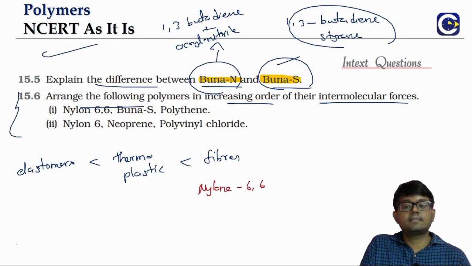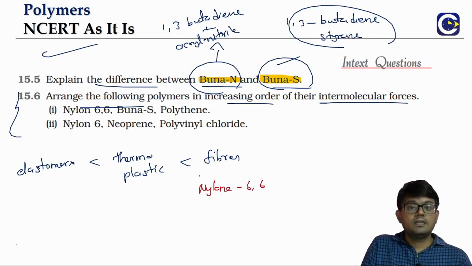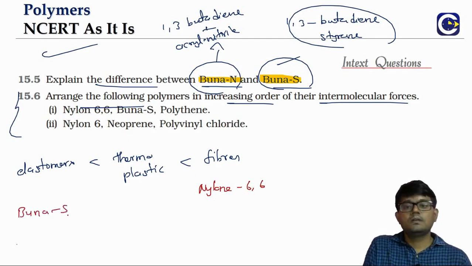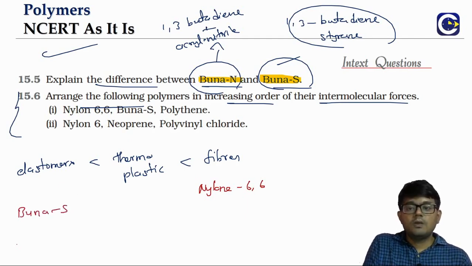We can also say nylon 6,6. BuNaS, synthetic rubber. It is what? Elastomer. Polythene. Polythene is what? It's a thermoplastic.